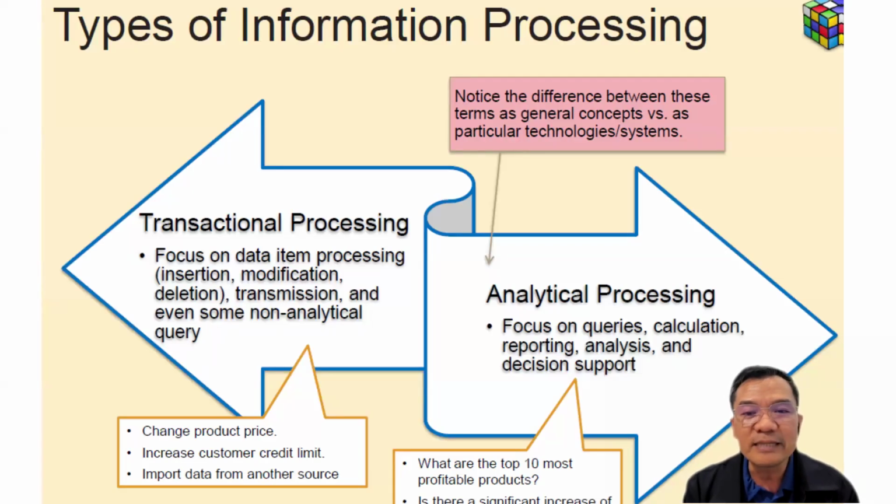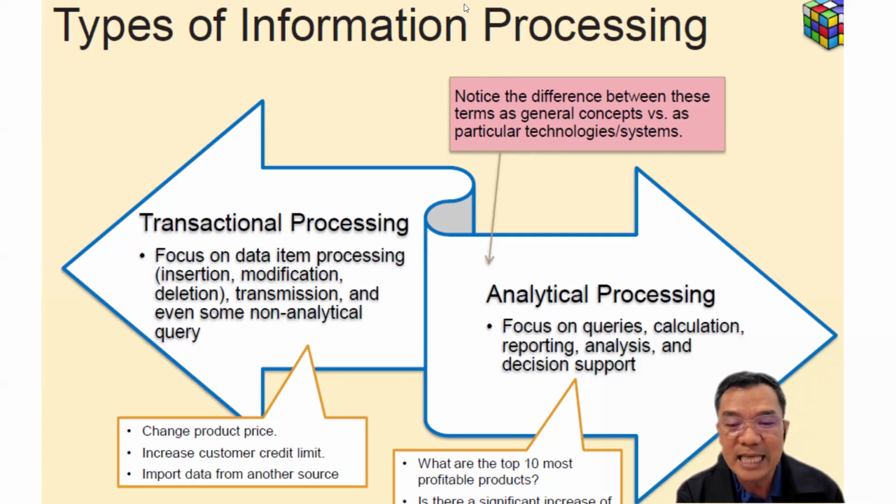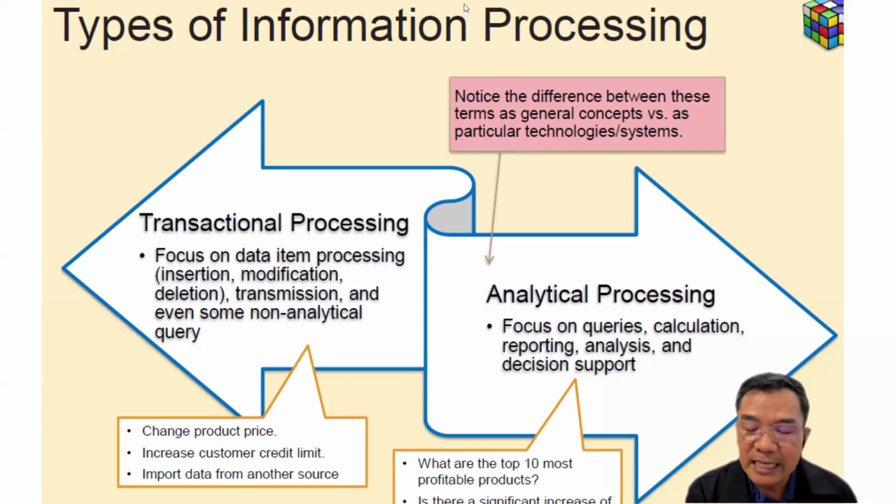And so we also have types of information processing. Earlier we had transaction processing, which is related to the transaction processing system, and we have analytical processing. Although we are aware that business intelligence focuses on the analytical processing part, we don't forget that the analytical processing is coming actually from the transactional processing.